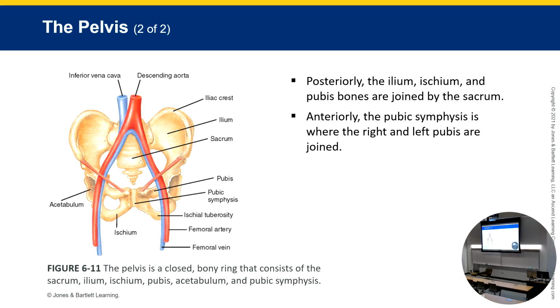Good, good, good. Here you have 2 great vessels. You have the descending aorta. The aorta is bringing oxygenated blood to the lower body. Then you have the inferior vena cava, which we're going to talk about. That's bringing deoxygenated blood from the lower body back to the heart.